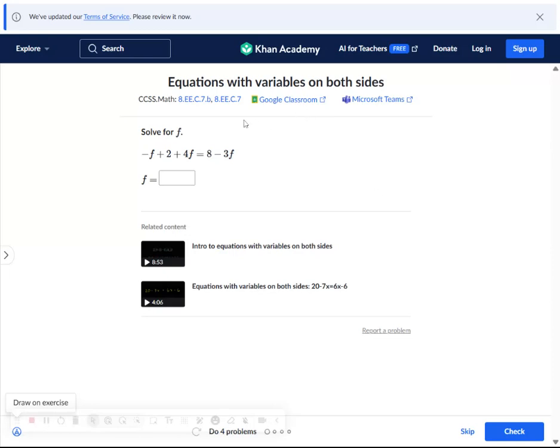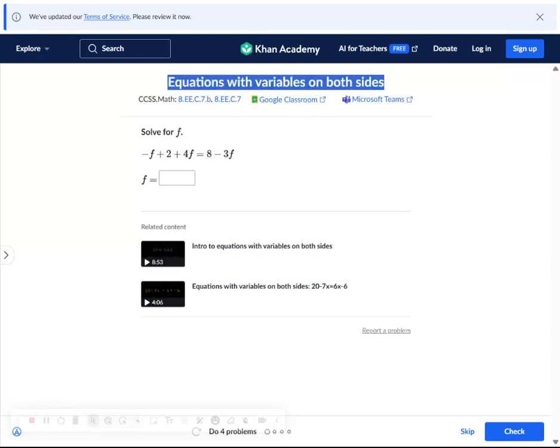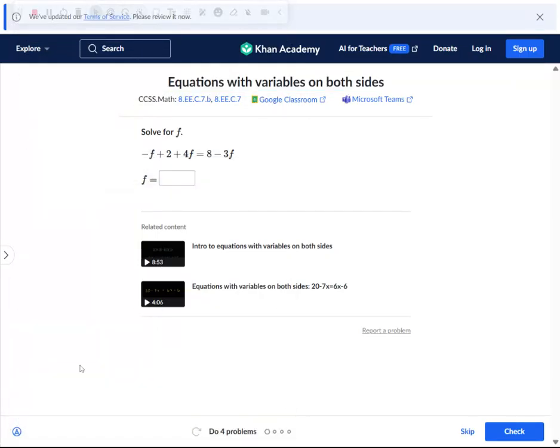All right, guys, we're looking at equations with variables on both sides. This is getting ready for our 1.2 CGA quiz. All right, so let's take a look at what's happening in this problem. So this is your Khan Academy, your assigned homework.